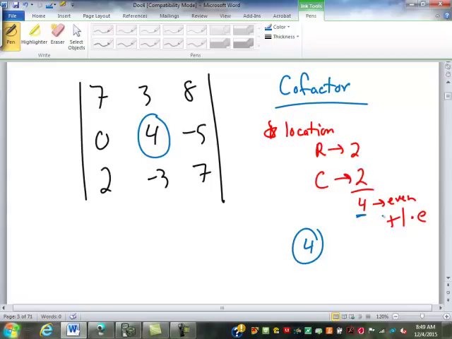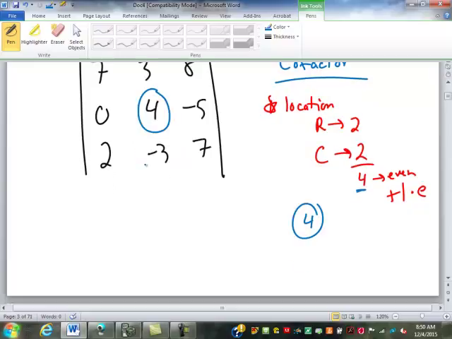If it was an odd location, it would be negative 1 times that entry. Do you need the one there? It's just for consistency, because if it's an odd location, it's a negative 1 instead of a positive 1. You don't really need it, no. But if the entry is negative and it's in an odd location, it becomes positive. So you have to be careful. It's either that number or that number times negative 1.